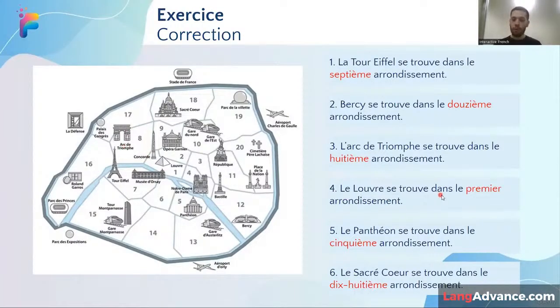Next, we have le Louvre. Le Louvre se trouve où? Il se trouve dans le 1er arrondissement. All right? Le 1er arrondissement, the first. Now, we also have le Panthéon. Le Panthéon, which is right here, right? Le Panthéon se trouve dans le 5e arrondissement. And finally, le Sacré-Cœur se trouve dans le 18e arrondissement, right? Here we go, right here, le Sacré-Cœur.